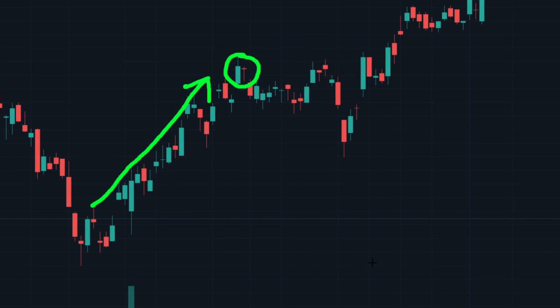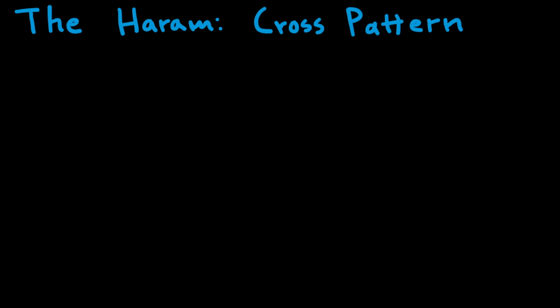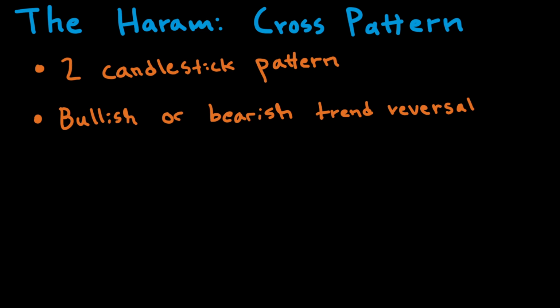So the first thing I want to do here is zoom in a bit and take a look at what the pattern is, what the meaning of the pattern is. So the Harami cross pattern, what is it? Well, it is a 2 candlestick pattern, so a pattern that consists of 2 candles. The pattern can be a bullish or bearish trend reversal depending on where on the chart it appears. And by bullish, we basically mean that the trend is shifting from a downward or bearish trend to a neutral or to an upwards trend. And the opposite is true for a bearish trend reversal.